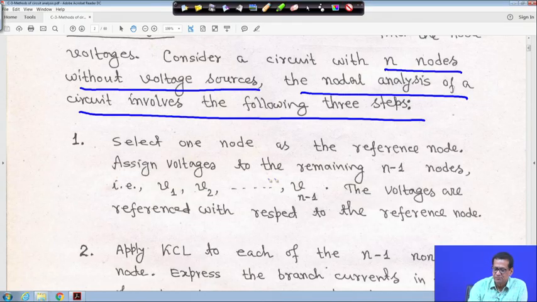Then you have to assign voltages to the remaining n minus 1 nodes. Suppose you have n nodes, one node is the reference node, so assign the voltages for the rest n minus 1 nodes as V1, V2 up to Vn minus 1. The voltages are with respect to the reference node. So this is step 1.